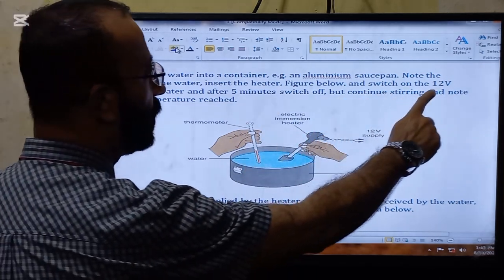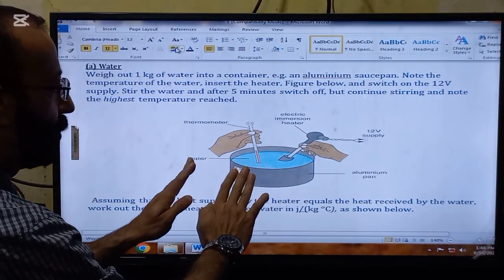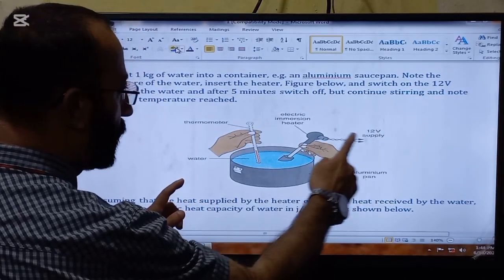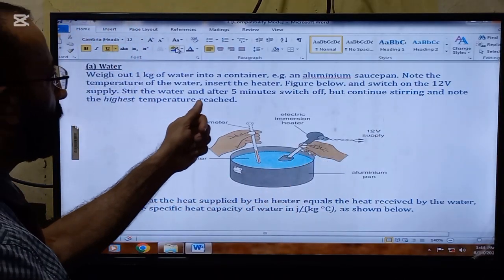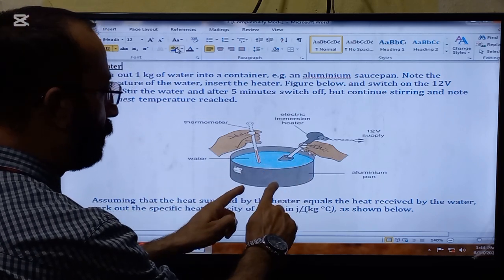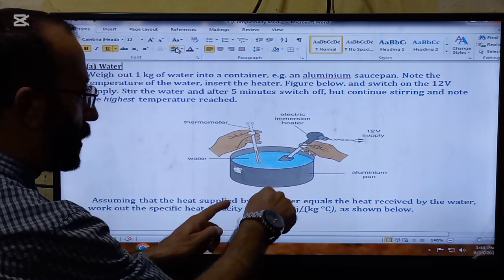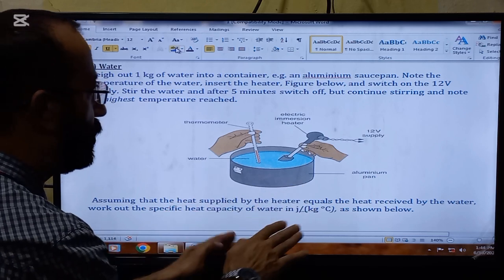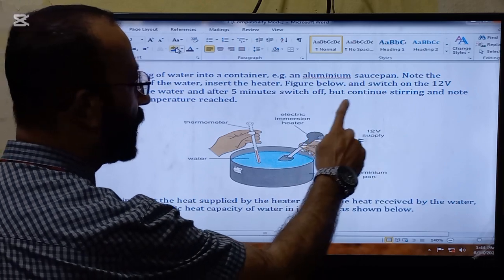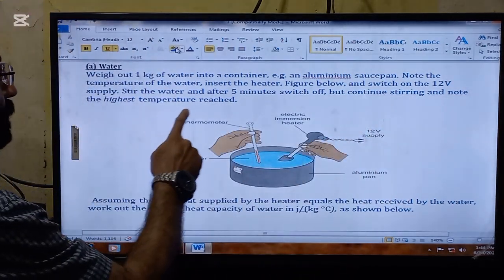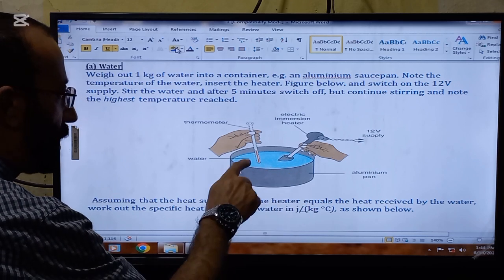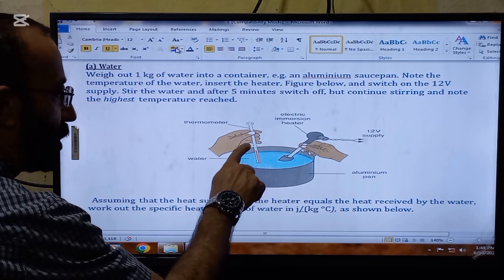Figure below and switch on the 12-volt supply. So after noting the initial temperature, we will switch on the 12-volt supply. Stir the water and after 5 minutes switch off. So while heating the water, we will keep on stirring the water so that the heat is distributed uniformly. And after 5 minutes, switch off the supply. But continue stirring and note the highest temperature reached. And in the process of 5 minutes, we will note the highest temperature reached on the thermometer.